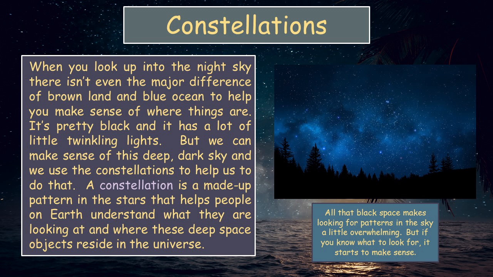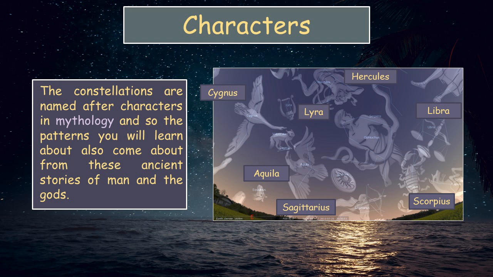A constellation is a made-up pattern in the stars that helps people on Earth understand what they are looking at and where these deep space objects reside in the universe. All that black space makes looking for patterns in the sky a little overwhelming, but if you know what to look for, it starts to make sense. The constellations are named after characters in mythology, and so the patterns you will learn about also come about from these ancient stories of man and the gods.